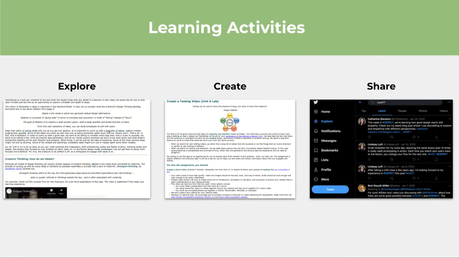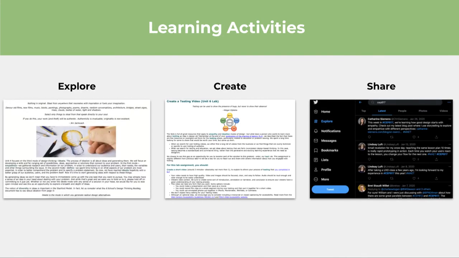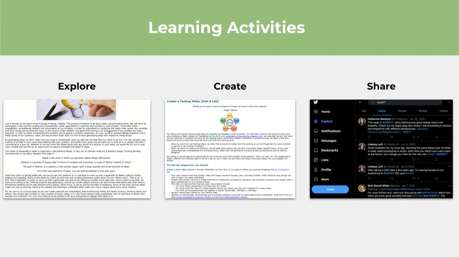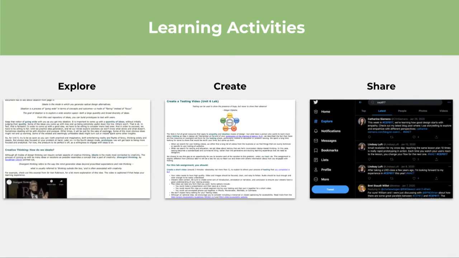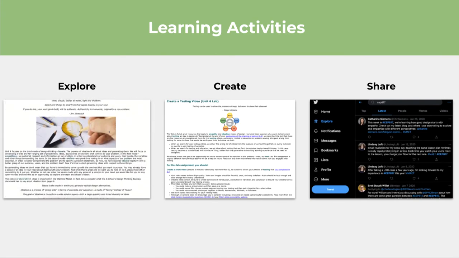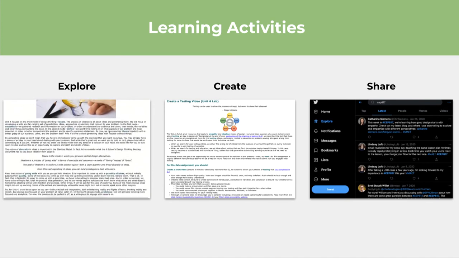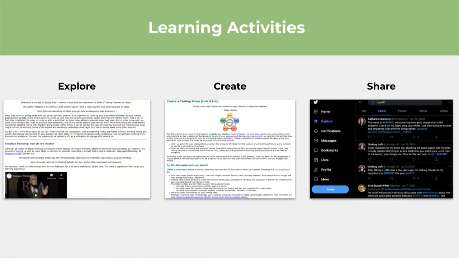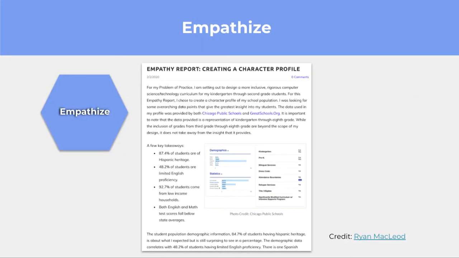We ask learners to engage with design thinking through 3 types of learning activities. They explore readings and media to engage with the major ideas in the course. They create artifacts to synthesize the concepts and strategies they've learned, and they share what they've learned in professional blogs and via Twitter.